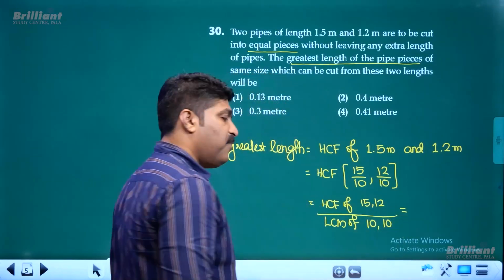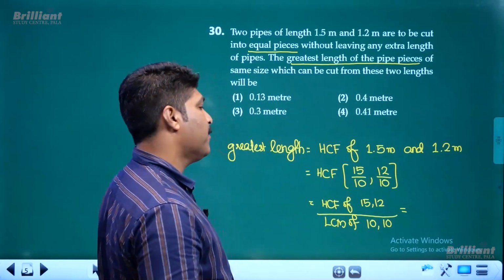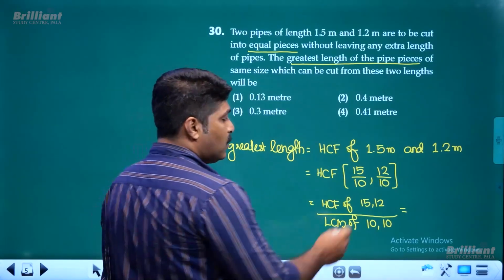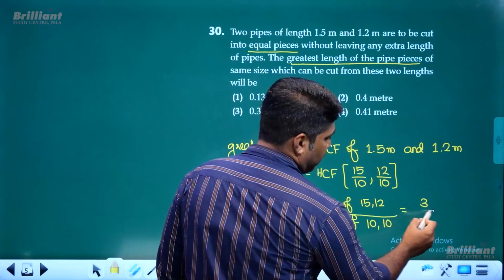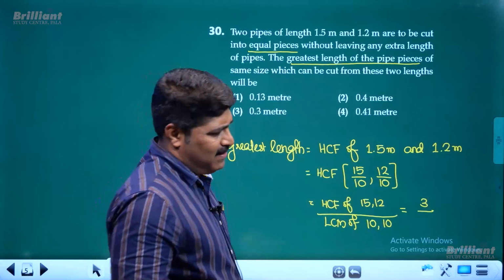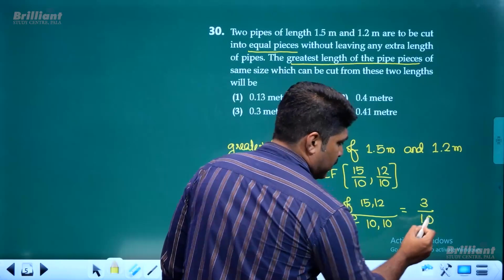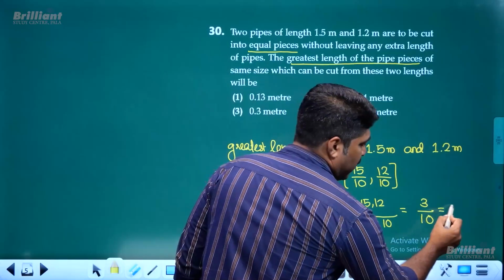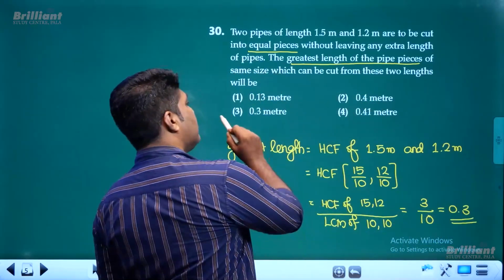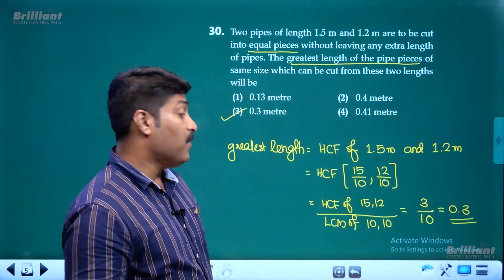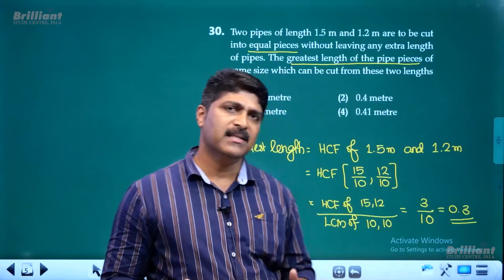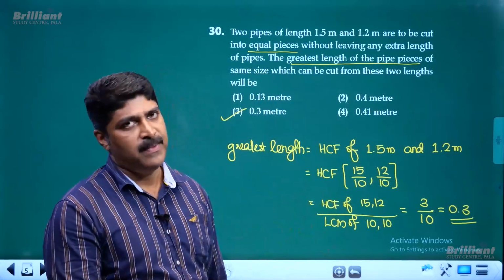What is the HCF of 15 and 12? So here HCF of 15 and 12 is nothing but 3. What is the LCM, least common multiple, of 10 and 10? Obviously that is 10. So what you will get? If we convert it into the form of decimals, that is 0.3. So the answer is 0.3 meter. If you are facing difficulty in this kind of decimal operations, then only you need to convert it.